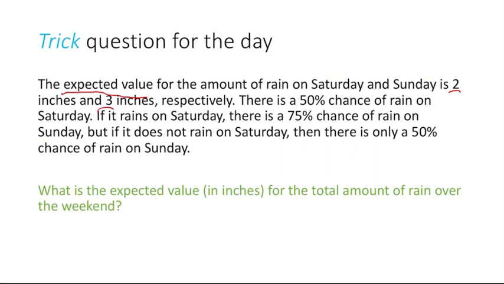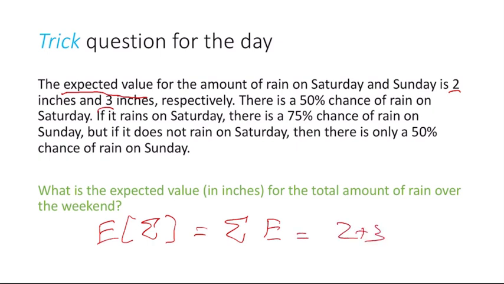Because you can always say that the expected value for the sum is equal to the sum of the expected values. And I've given you the expected values, which are 2 and 3. So your expected amount of rainfall is 5 inches. The rest of this is misdirection to make sure you're thinking about expected values and how you can combine them together.